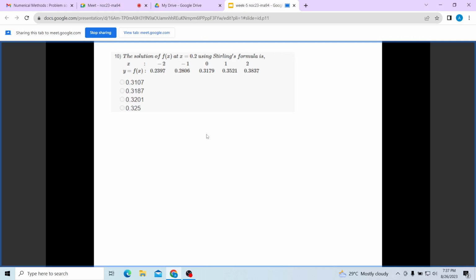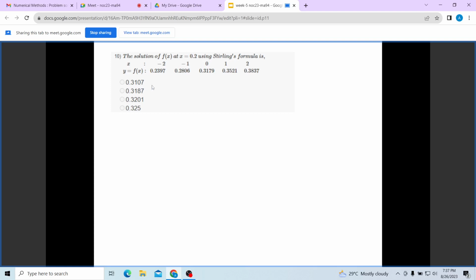So the next question is the solution of f of x at x equals 0.2 using Stirling's formula. So you have been given data points, that is the value of y at x equals -2, -1, 0, 1 and 2, and you have to calculate the value of f of x at x equals 0.2 using Stirling's formula. Okay, so calculate it and find it.